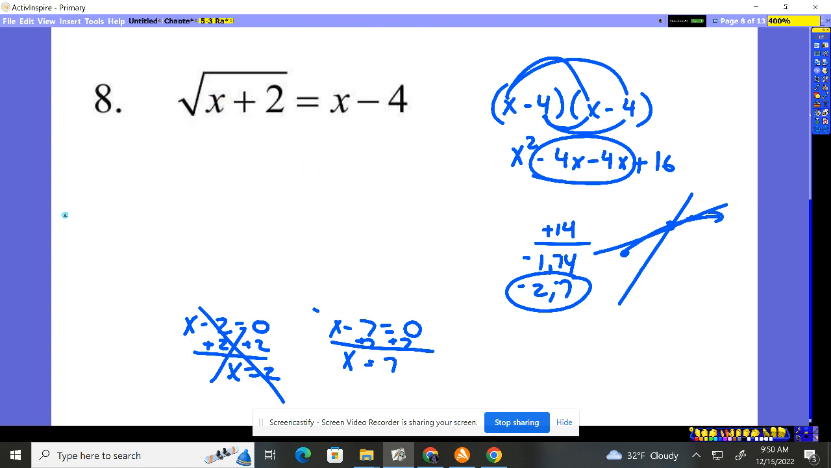So let's see. 7 plus 2 is 9. Square root of 9 is 3. And then 7 minus 4 is 3. Yes, it works. So the solution, and the only solution, is x equals 7.